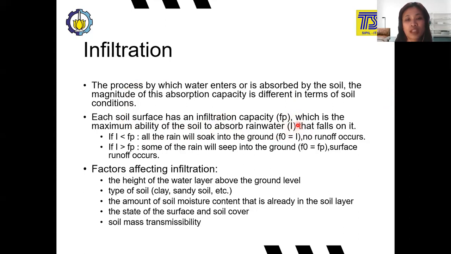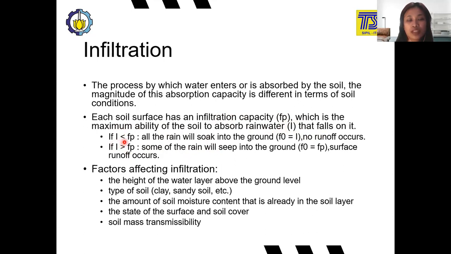Here we have rainwater, as I, that falls on it. So the infiltration capacity, the FP, if it's already full, it means the soil cannot absorb any rainwater. But if the infiltration capacity is not maximum yet, the soil can still absorb rainwater. Here we have the comparison between the rainwater and infiltration capacity.